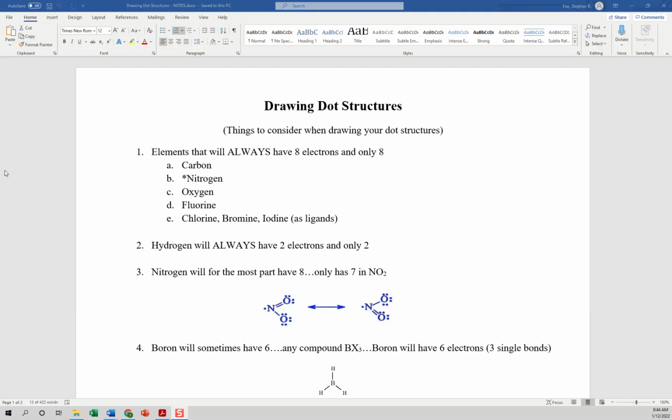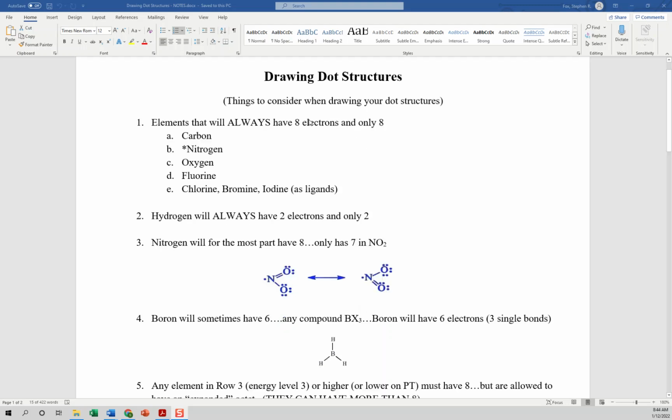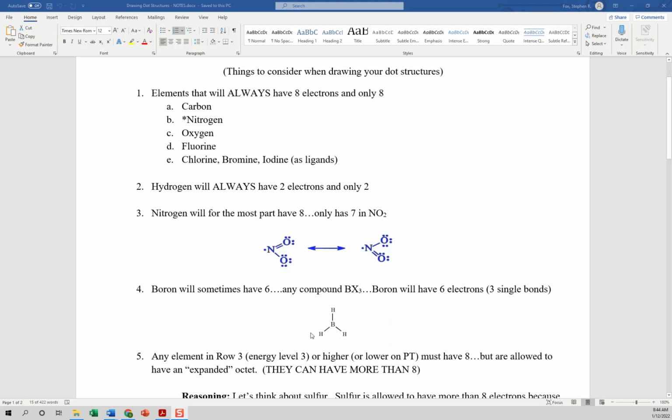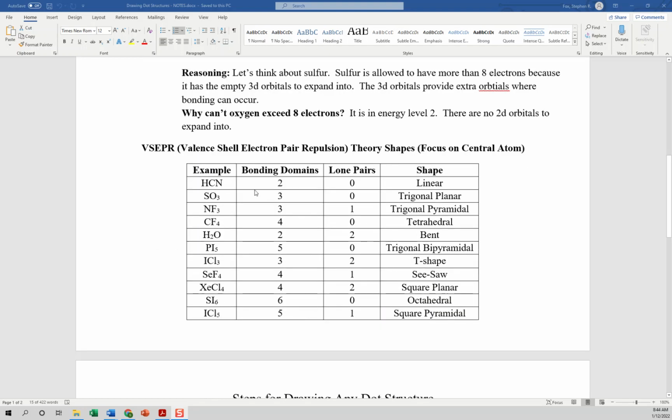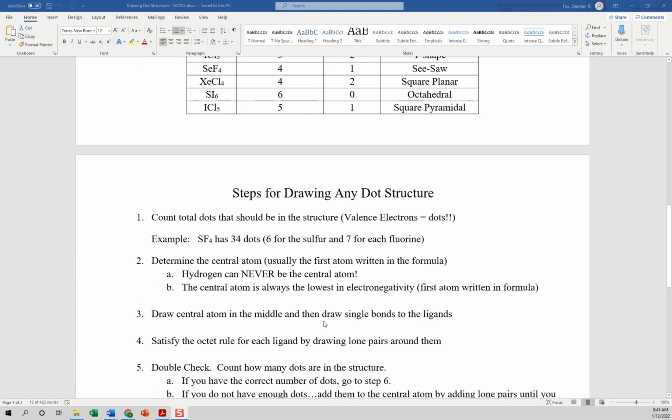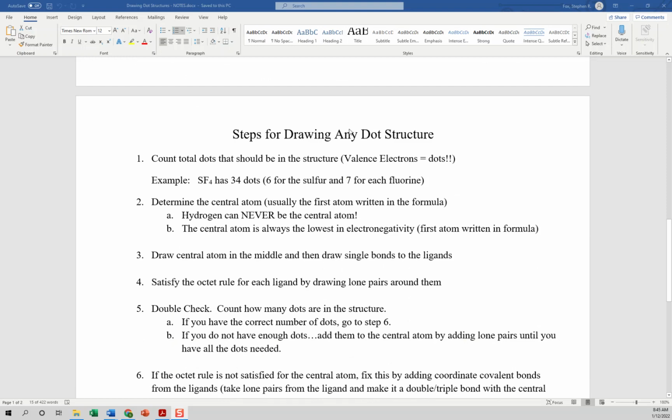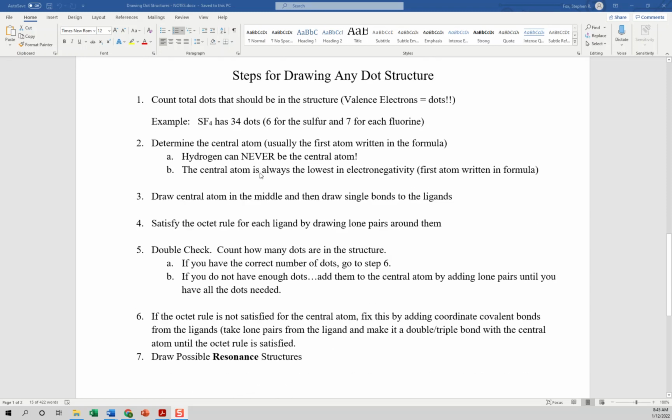But again, if you missed this in class, if you weren't here for some reason, you really should look at these handouts. So the first handout is the Drawing the Dot Structures handout. You should really read through these notes here. And then this is the chart right here that I'm going to show you how to reference to determine the shape of a molecule, okay? And then also on the back here, we're going to be going through these steps on how to draw a dot structure. But make sure you read through them. And again, in today's lesson, we're going to be following these steps.